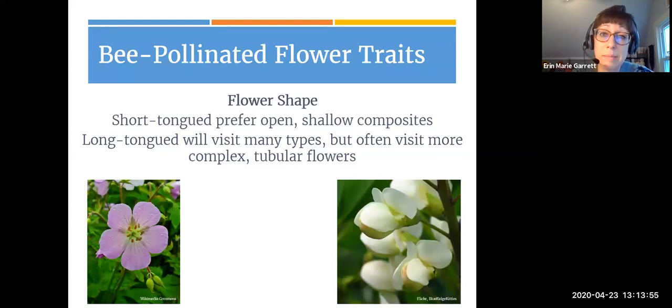Now our long-tongued bees, on the other hand, they're able to access nectar that's more hidden and more difficult to reach. They will also visit those shallow flowers, but often there's less competition at the more complex flowers. So then they're going to go there and be collecting their nectar from those flowers, like that baptisia flower in the bottom right corner.